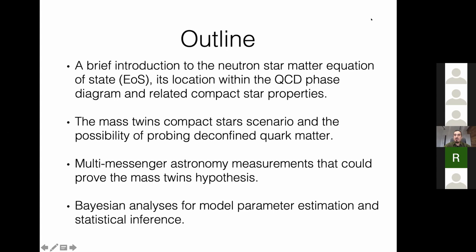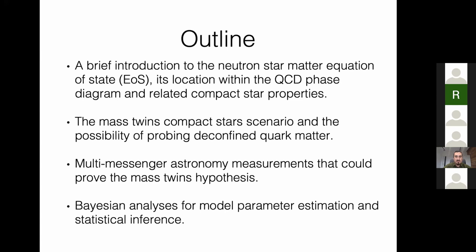So I will start with a brief introduction to the neutron star matter equation of state and the relation of neutron star matter in the QCD phase diagram and the corresponding compact star properties. Then I will discuss again, a bit more in detail, the mass twins scenario and the possibility of probing the confined quark matter in the core of compact stars. Then I will outline some of the latest results from multi-messenger astronomy that could prove, in fact, the existence of the mass twin hypothesis. And finally, I will go on with some studies based on Bayesian analysis that have served for parameter estimation of our models and also for statistical inference.